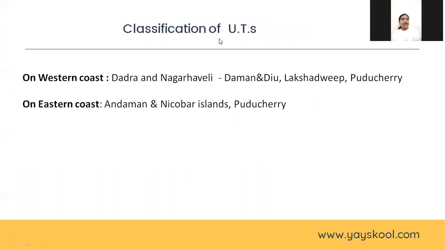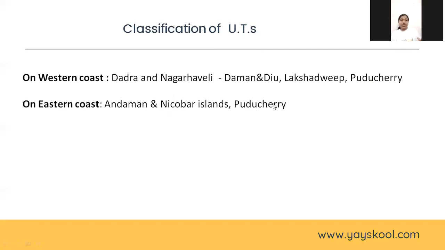And now classification of UTs. How are we going to group them here? We are just going to group them by whether they are on the eastern coast or on the western coast, like where they are lying. So on the western coast, we have Dadra and Nagar Haveli, Daman and Diu, Lakshadweep Islands, and also Puducherry. And on the eastern coast, we have Andaman and Nicobar Islands and Puducherry.